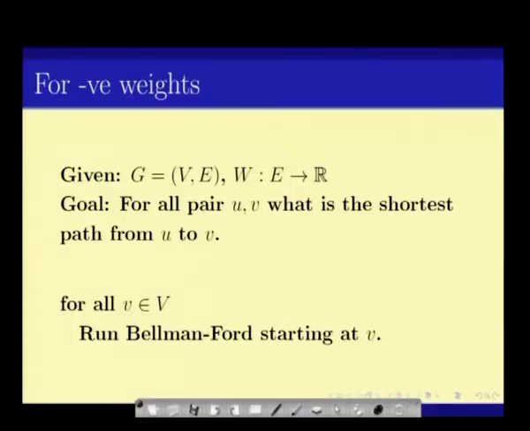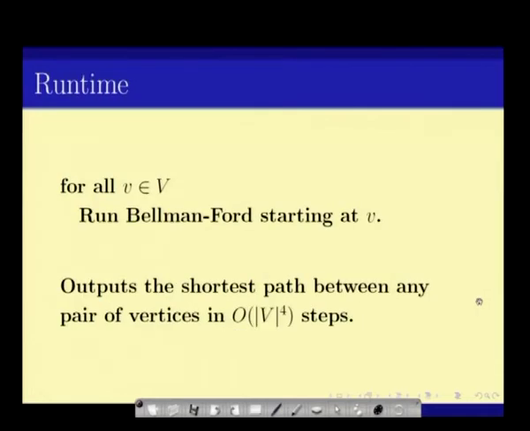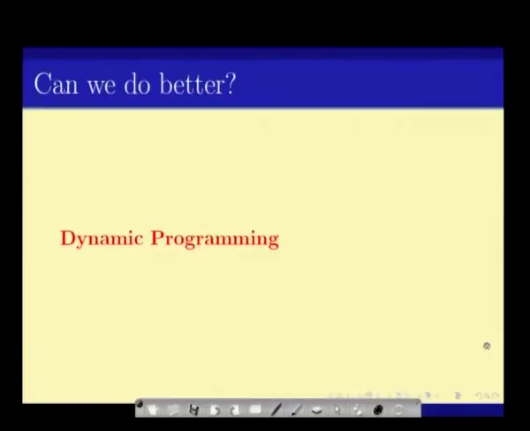For negative weights, one can say that we can do the same thing: run the Bellman-Ford algorithm from every possible other vertex. Bellman-Ford was taking V cube steps, so using Bellman-Ford from all the vertices takes order V square steps. Thus, either we can use Dijkstra and get an all pair shortest path algorithm in order V cube steps, but in the case of positive weights, and for negative weights I can use Bellman-Ford which does order V square steps. Now, the question is can one do better?